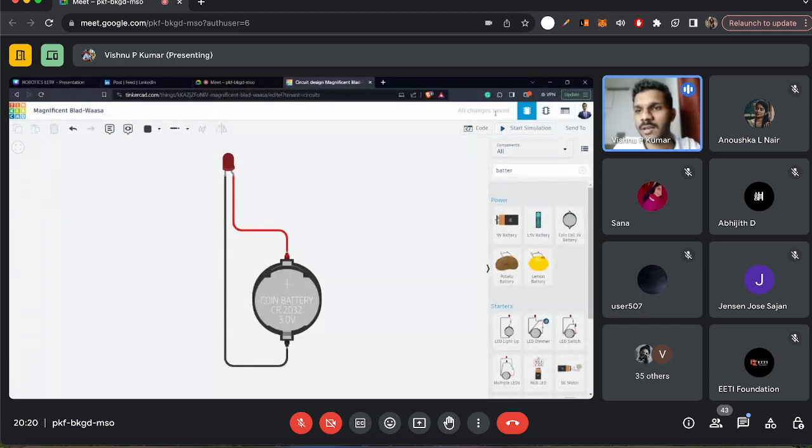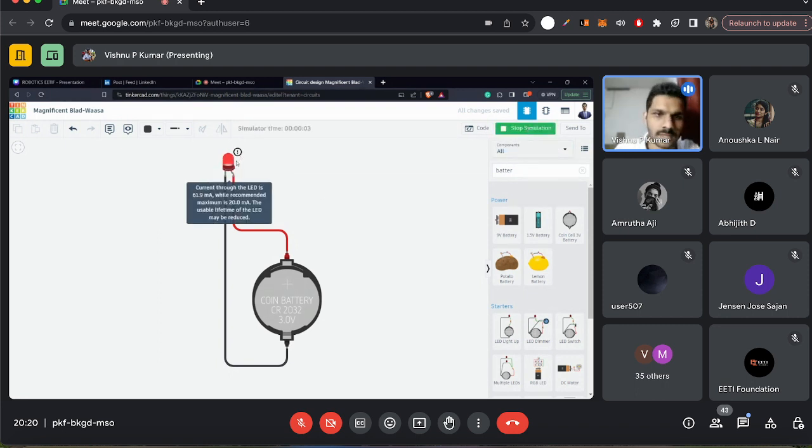Here you can see the start simulation button, and you can just click on start simulation. You can see the LED is glowing, right? And there is a small warning indication, so you can hover over that. It's written: current through the LED is 61.9 milliamps, while recommended maximum is 20 milliamperes. The usable lifetime of the LED may be reduced.